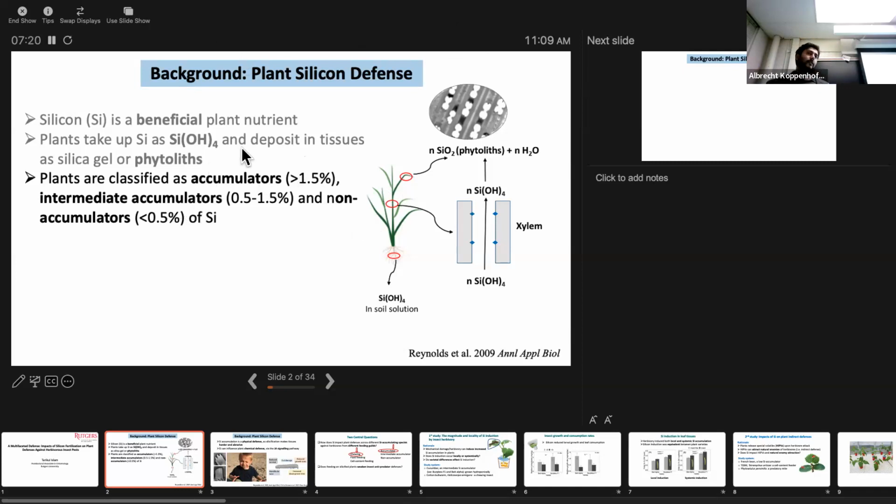So grasses are accumulators of silicon. Monocots accumulate much more silicon than dicot plants. The primitive plants, non-vascular plants, accumulate a higher amount of silicon compared to vascular plants. And among flowering plants, monocots are more accumulators, and dicots are intermediate or non-accumulators of silicon.